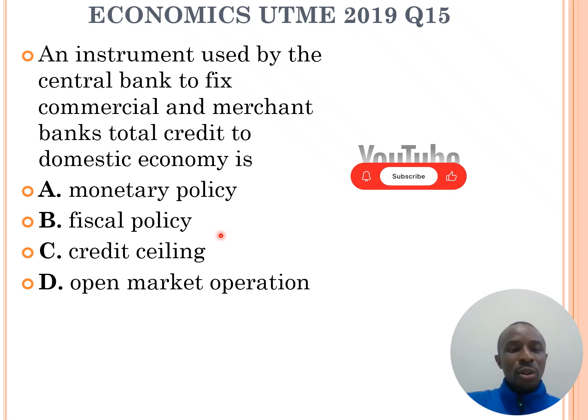Fiscal policy talks about using tax and expenditure instruments to control the economy, that's either expansionary or contractionary. Open market operation deals with buying and selling of securities. So the answer is option C, which is credit ceiling. Number 16.